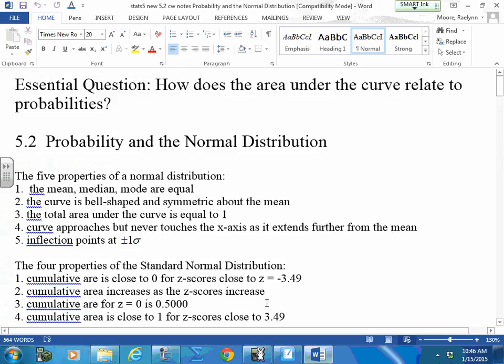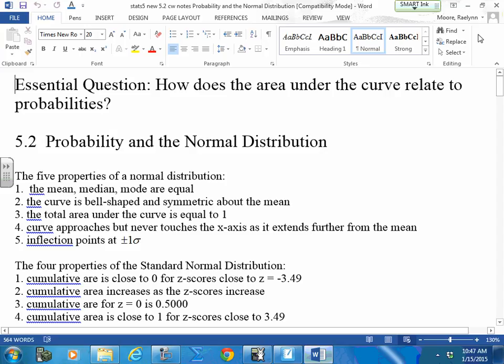Now today, what we're going to do, and I put this on your notes, is incorporate the two tables into one. We looked at the properties. We used the fact that they're symmetric about the mean. We used the fact that they're equal to 1. We know your cumulative area is from left to right. We're going to incorporate these properties into one curve that we're going to use for the rest of this time.